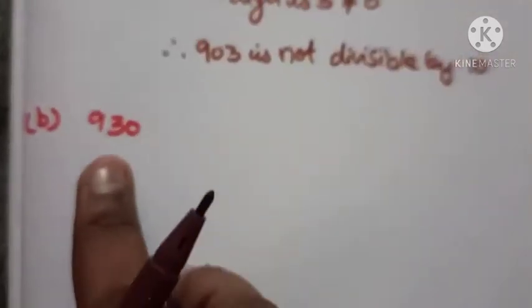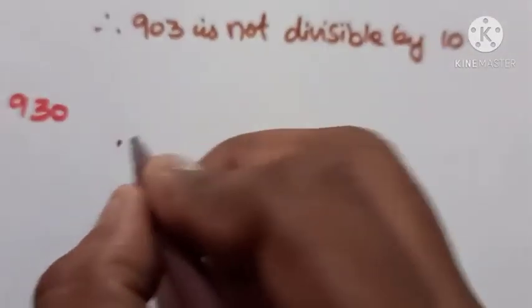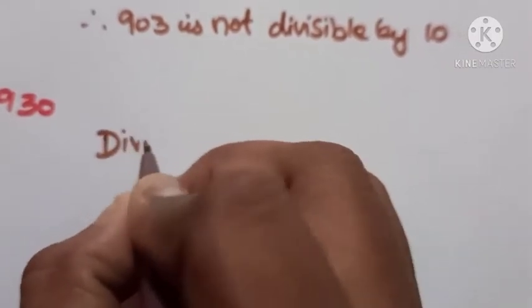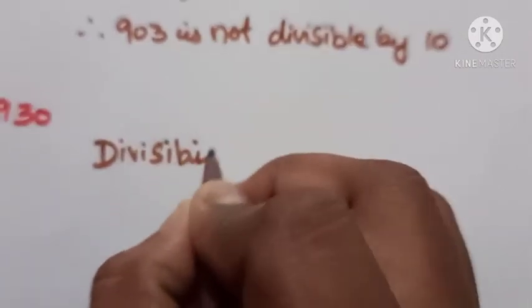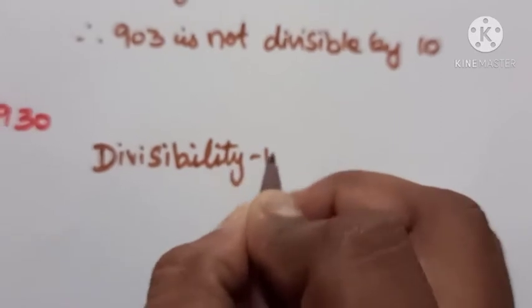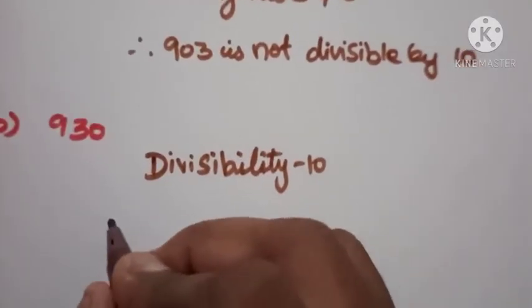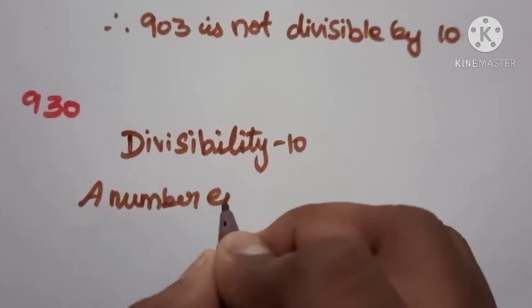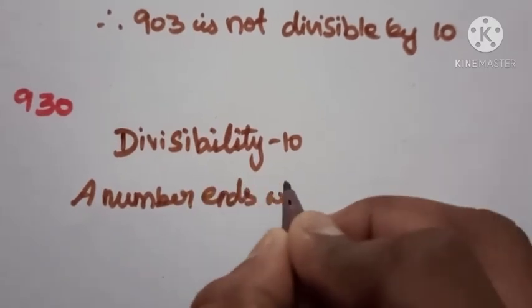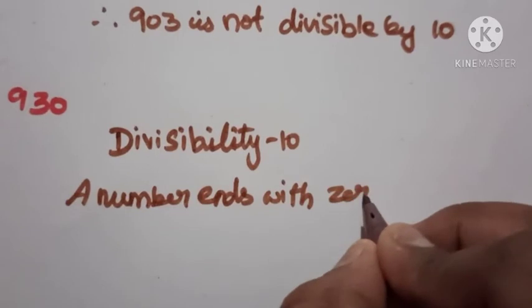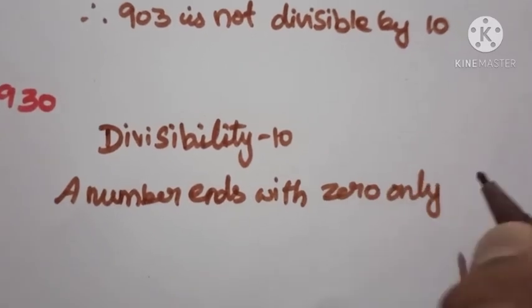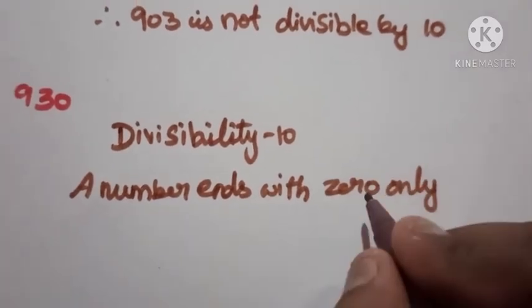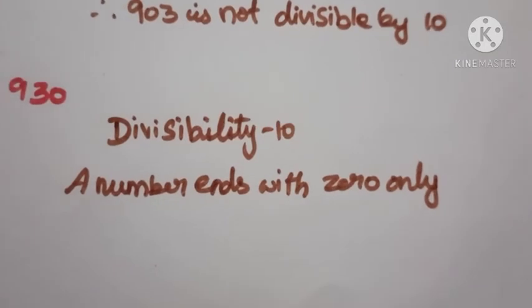Okay, so in other format, divisibility by 10: a number ends with 0 only. A number ends with 0 only.